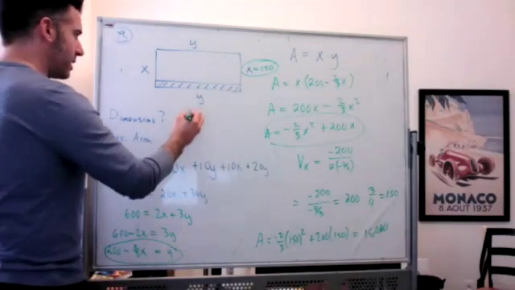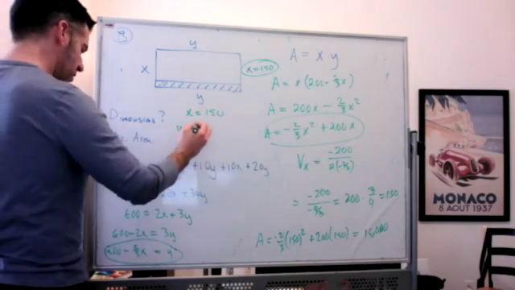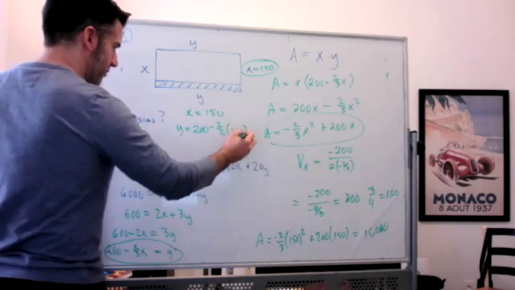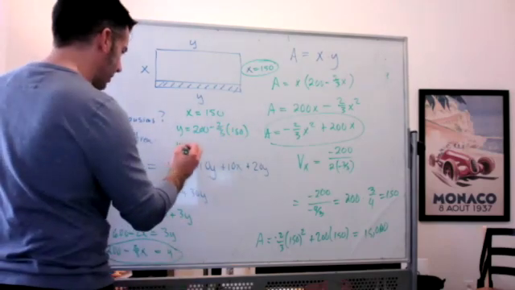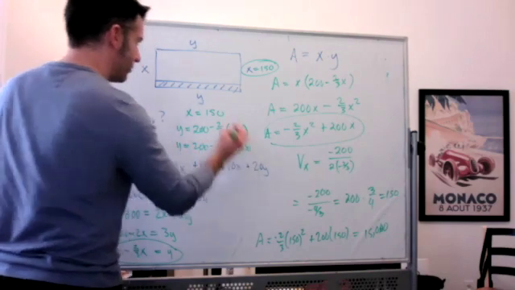So, I know X is 150. So Y is going to be 200 minus 2/3 times 150. 2/3 of 150 is 100. So Y is going to be 200 minus 100, which is 100.